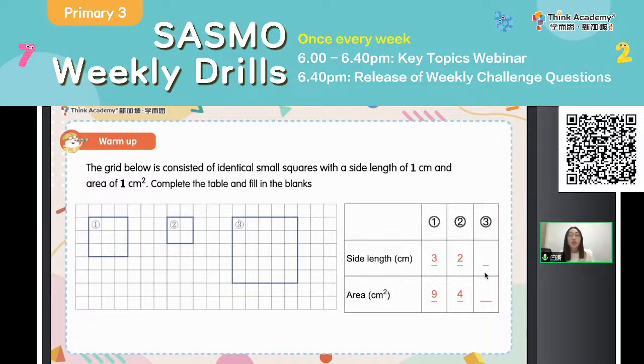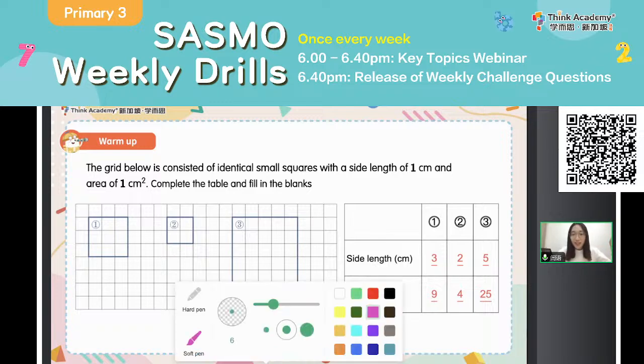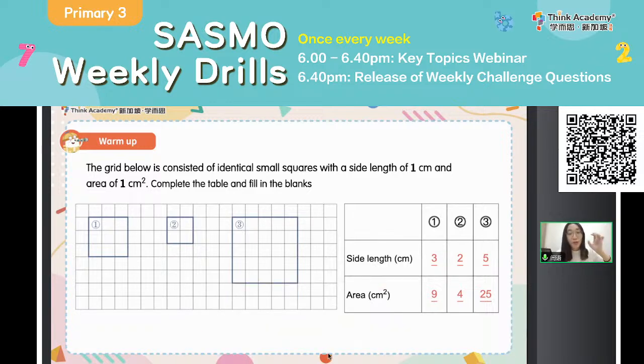Okay, move on to the third square. What is the side length? Excellent. It is 5, right? So what is area? It should be, yes, it should be 5 times 5. So what is 5 times 5? Correct, 25. So now again, everyone try to get a conclusion by yourself.